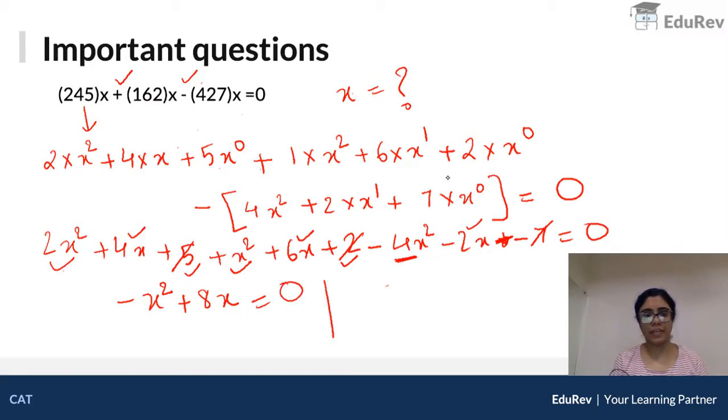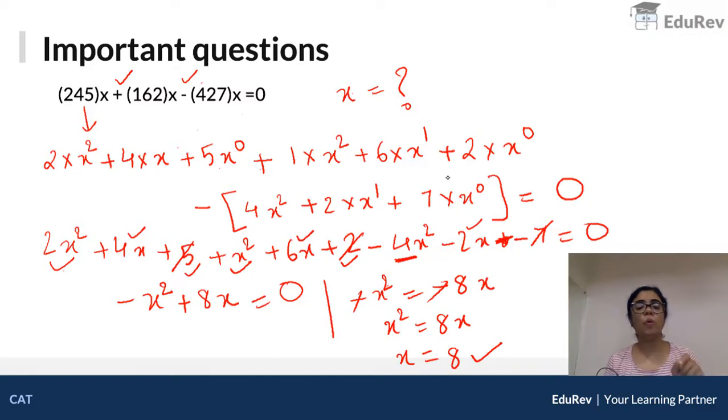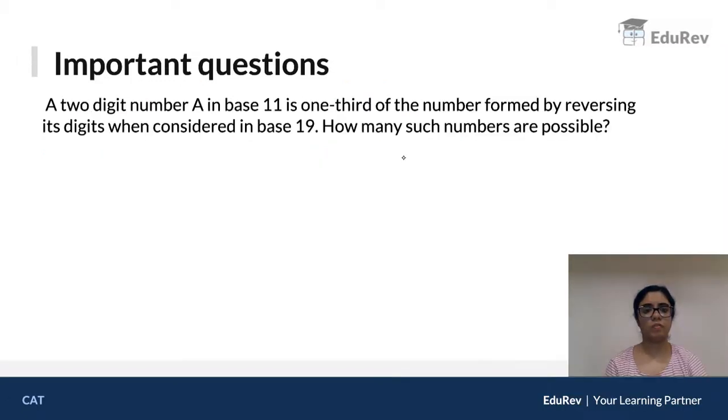So can I say minus x square is equal to minus 8x? So your minus will get cancelled. X square is equal to 8x. So your value of x in this case is 8. Why only 8? Because here we are defining the number system, the base of the number system. So your answer is 8. So this is how you approach the problem. Now let's move on to the next one.